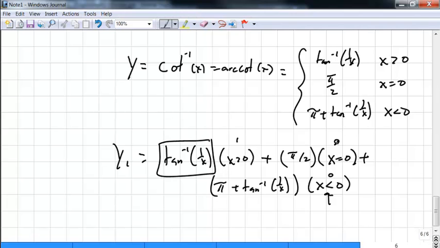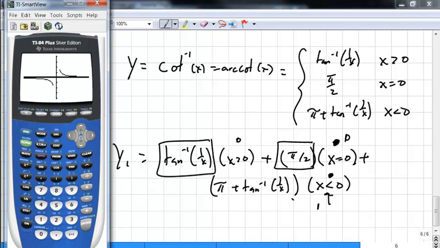Well, what if x is equal to 0? Well, this one will be 0, that one will be 0, this one will be 1, and then it would only leave pi over 2. Finally, if x is less than 0, this one would be true, so it would return 1. These two would be false, so it would wipe those out. This would be 1, and so it would keep this. And we'll see that this will graph it correctly.